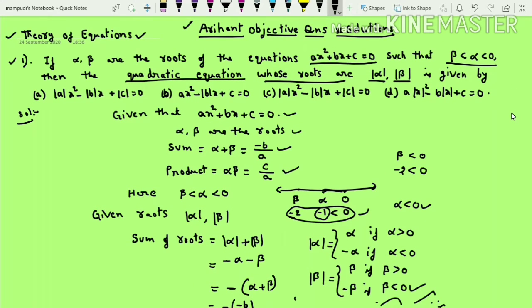Minus mod b is a x square, mod a into x square, mod b into x plus mod c equal to 0. Option C is correct. Next we can go to another question.